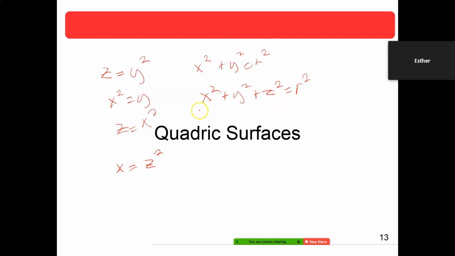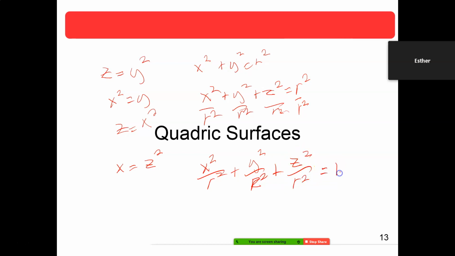All right, let's divide everything here by r squared, and you have something like x squared over r squared plus y squared over r squared plus z squared over r squared is equal to 1. Now that is a sphere. We saw that earlier. We're not going to go back and retrace that, but that's the sphere.